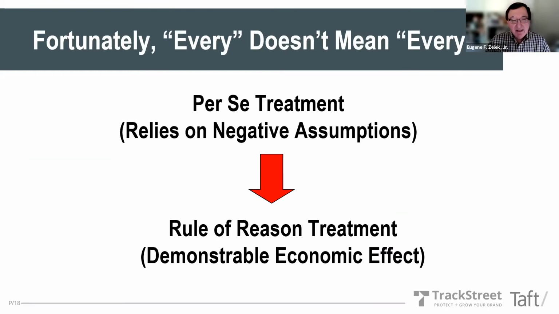However, the trend in US law for the last 45 years or so has been adopting the rule of reason. And the rule of reason requires demonstrable economic effect. It starts with the presumption that the behavior is lawful and requires whoever's challenging it to prove that on balance it's unreasonably anti-competitive. Next one.